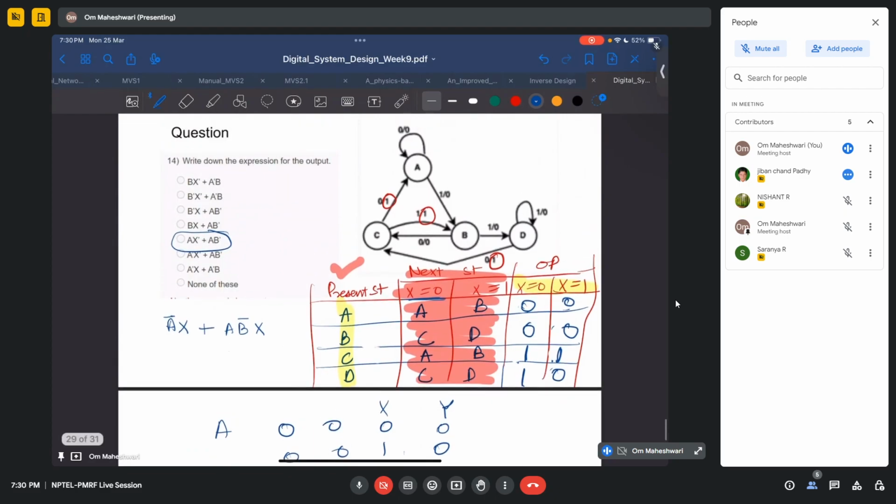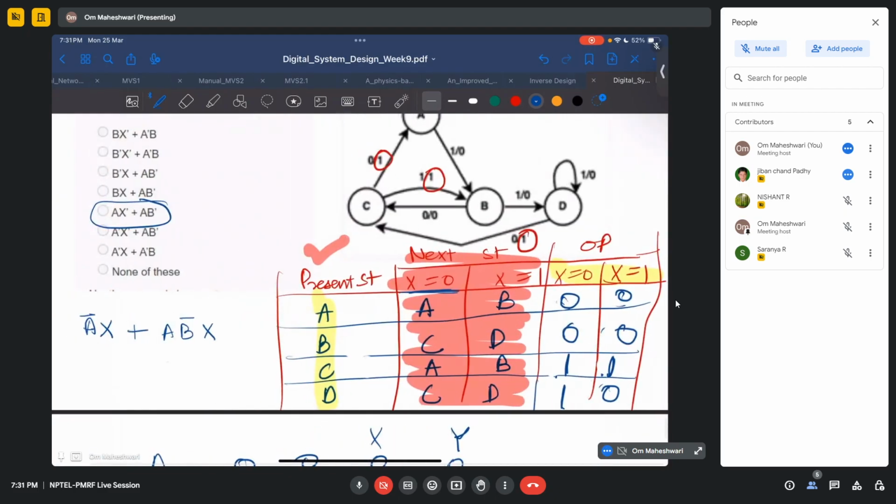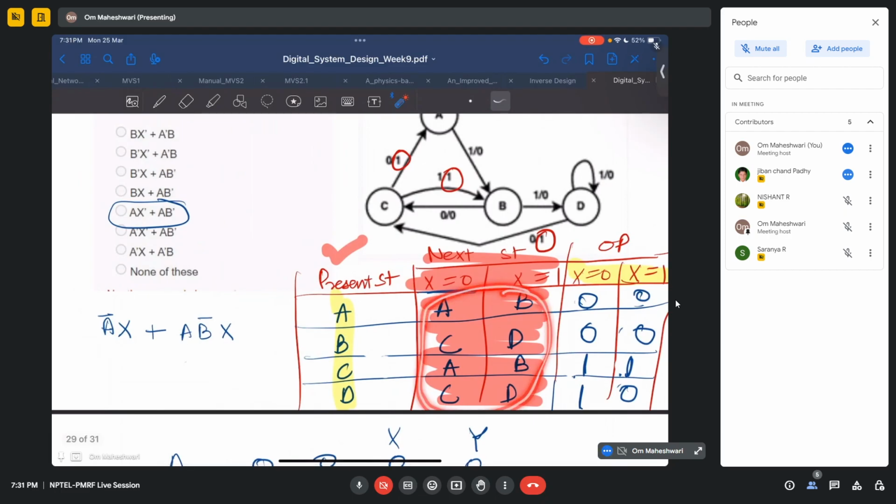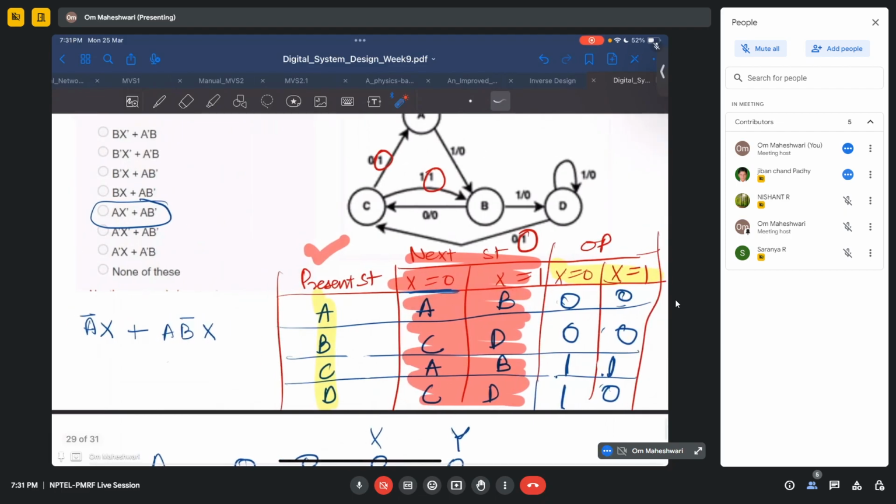These are the input. X equal to 0 and 1 are the input, right? What do you mean by next state? These are the inputs. After these inputs, we go to the next states. These are the next states. Yes.